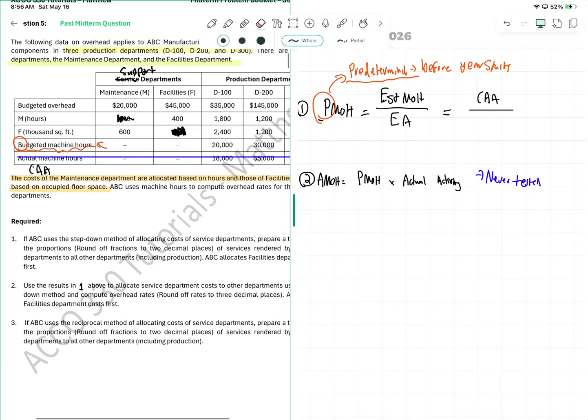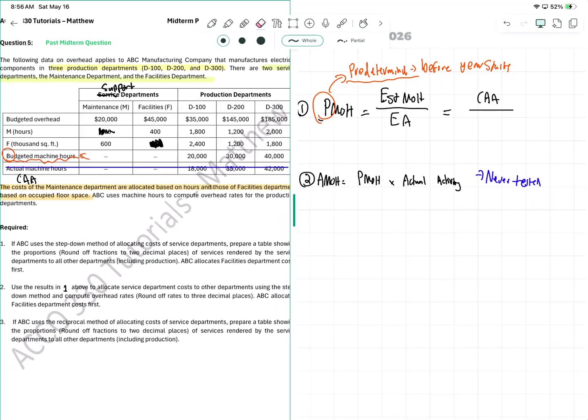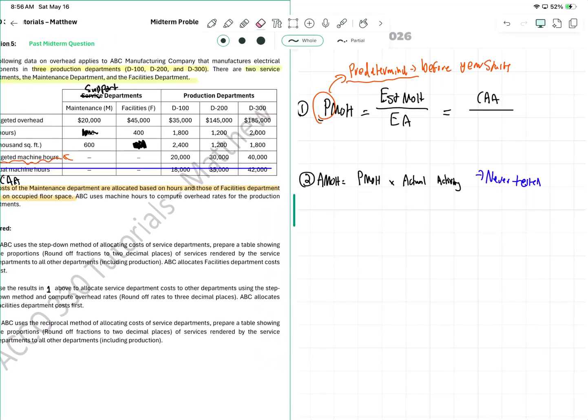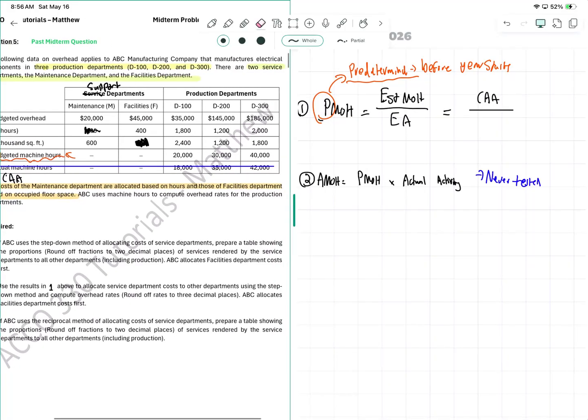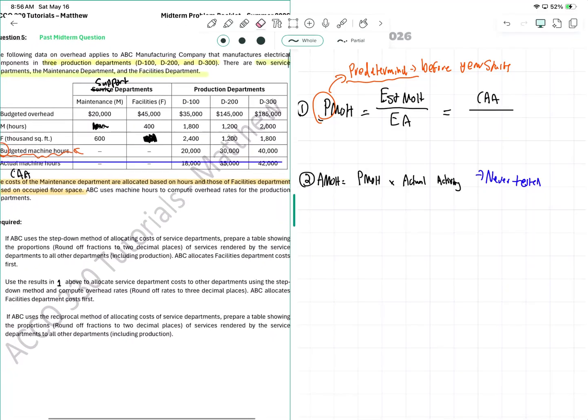Anyways, guys, let's now actually read through this question here. Required 1: if ABC uses a step-down method of allocating costs of service departments, prepare a table showing the proportions, round off fractions to decimal places, of service departments rendered by the service departments to all other departments, including production. ABC allocates facilities department costs first.